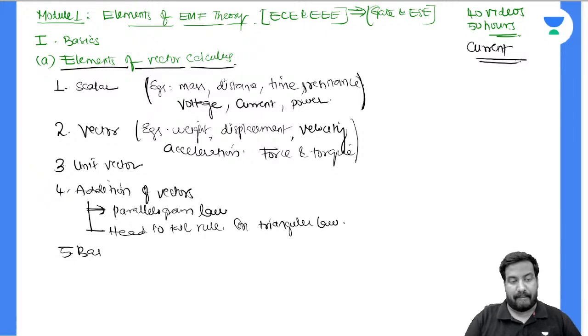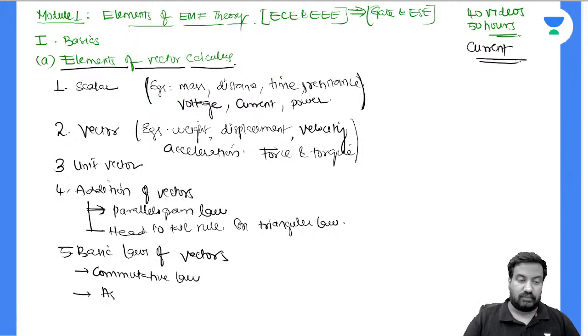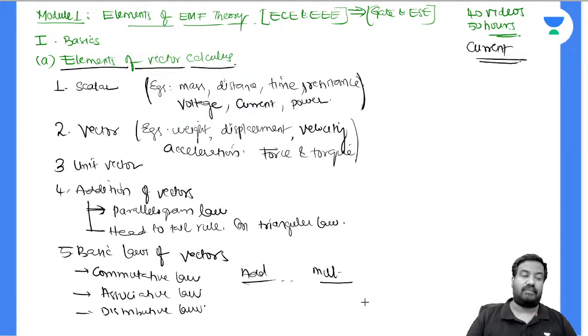Then we had seen basic laws of vectors. The basic laws of vectors are commutative law, associative law, and distributive law of addition and multiplication. Addition and multiplication. So these are basic laws of vectors.